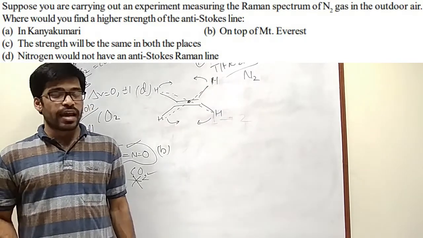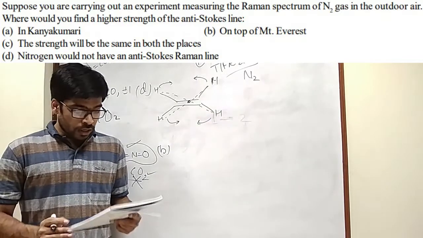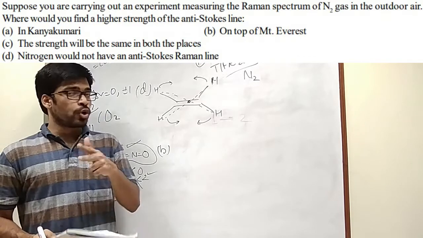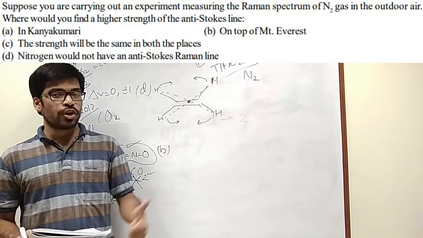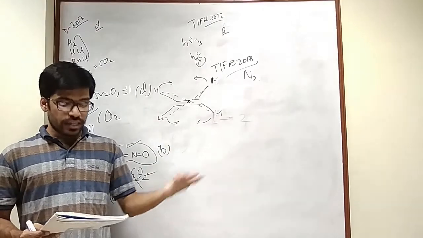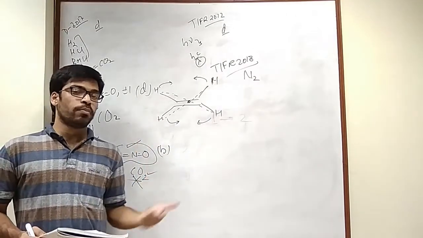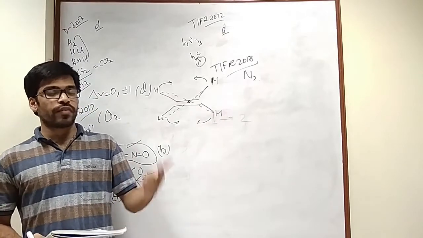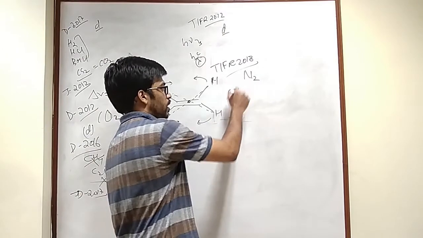Nitrogen would not have any anti-Stokes Raman line. So the last option is obviously wrong. The strength is going to be the same? No, it depends on temperature. On the top of Mount Everest, the temperature is very low. You will not have many molecules at the higher energy level. But in Kanyakumari, the temperature is higher, so you are going to have more molecules at the higher energy level. So you will find a more intense anti-Stokes line. So the answer is option number A.